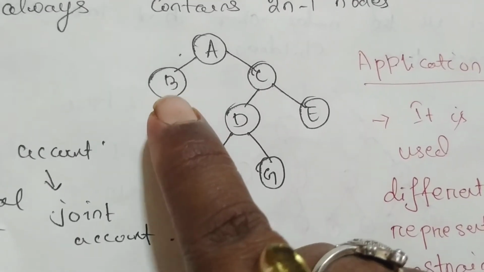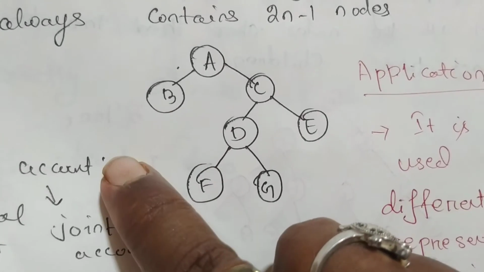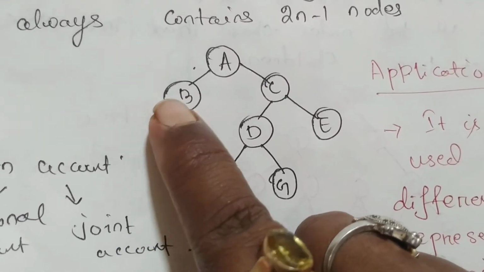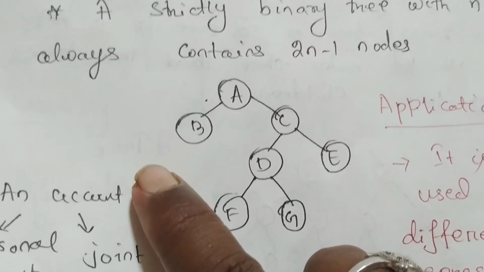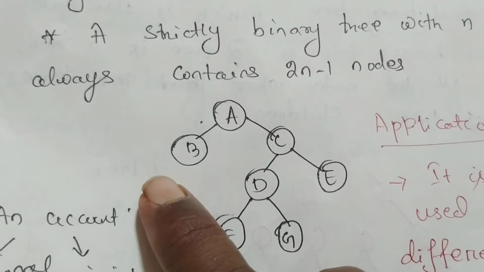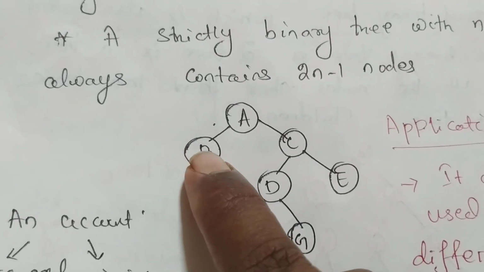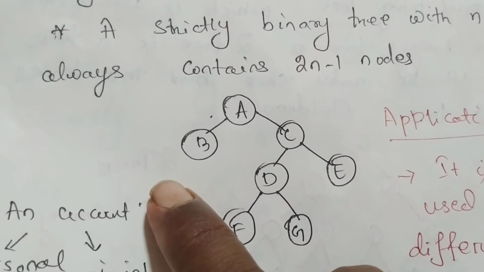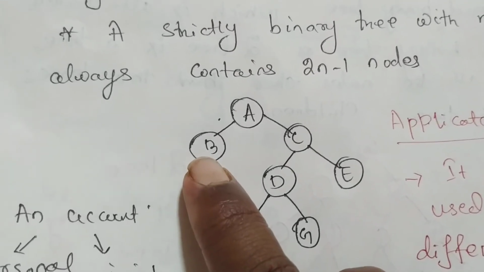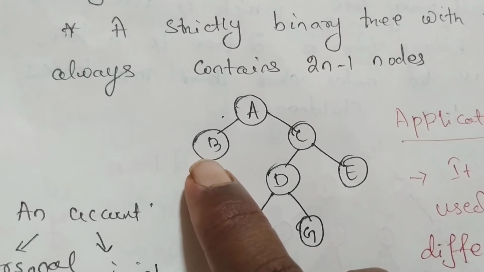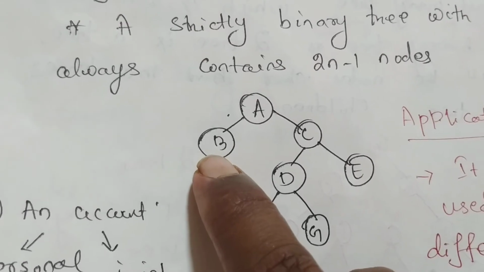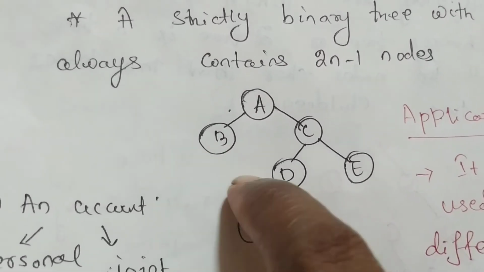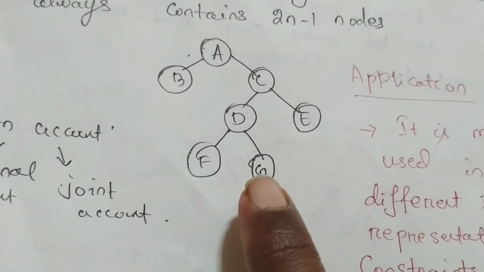So if I assign a left subtree on the left-hand side of B, then what will it become? A non-terminal node, because it will have a child. Then it will no longer be a strictly binary tree, which means every non-terminal node should have a left subtree and also a right subtree. Okay, hope you have understood.